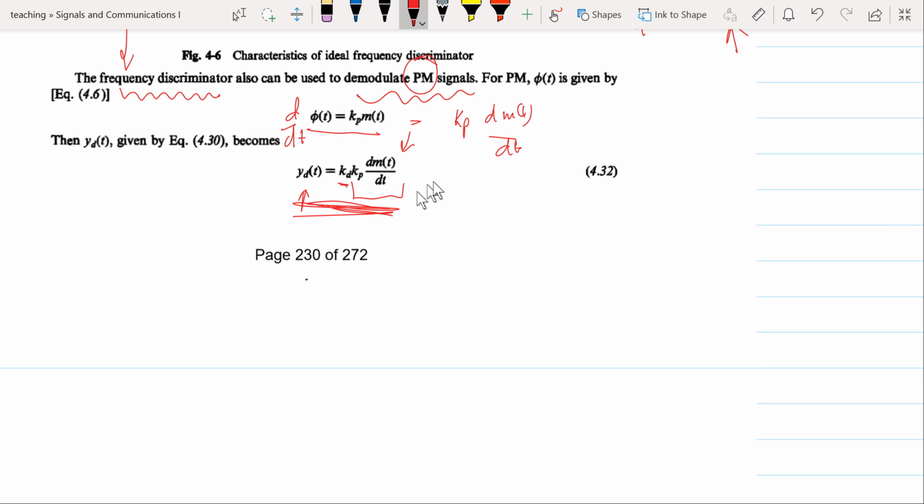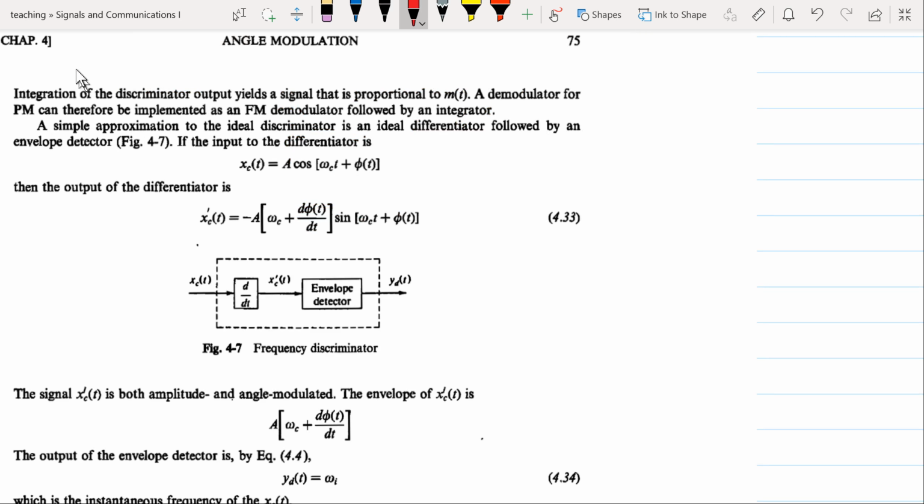Clearly, because our objective is to discover the message signal m(t), and we have obtained the derivative of m(t), if we integrate the output of the discriminator with respect to time, we are going to get m(t) from this output. Having observed that we can integrate the discriminator output to yield the required m(t), a demodulator for PM can therefore be implemented using the FM demodulator followed by an integrator.